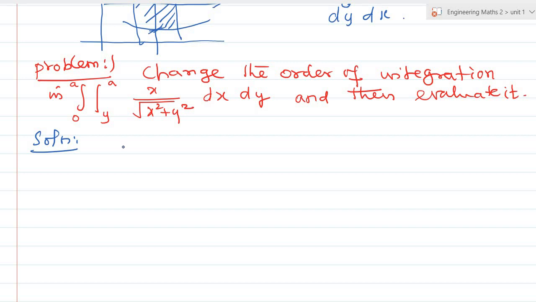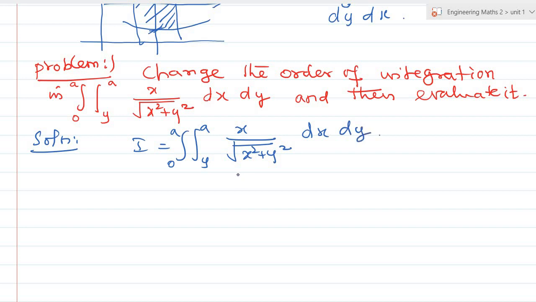So here, what is given? The given integration I equal to the double integral over y from 0 to a and then x from y to a, of x divided by root of x square plus y square dx dy. Okay, so the inner integration is x, the outer integration is y now. So the limits of x are x equal to y and x equal to a. What about the outer integration? y equal to 0, y equal to a.